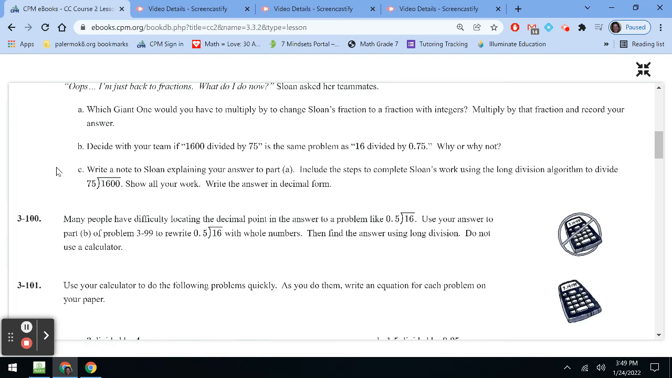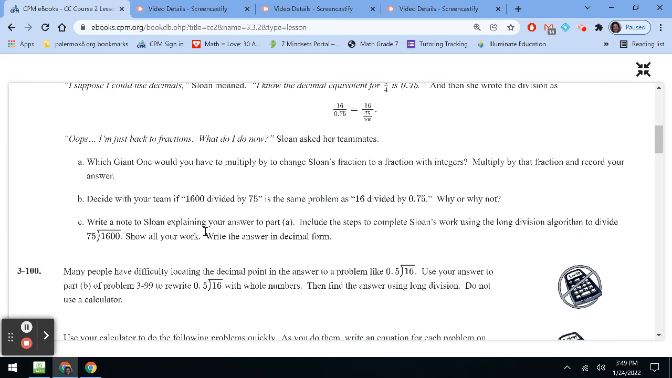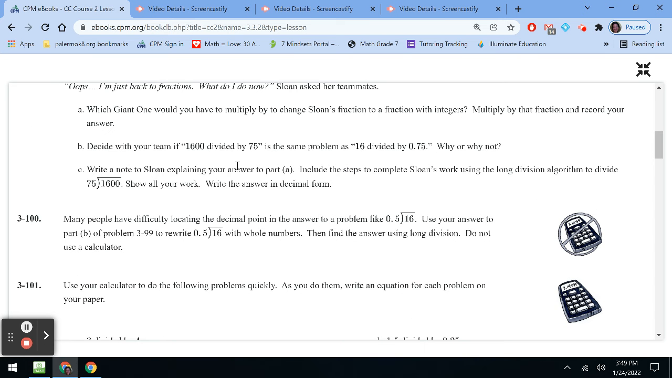Okay, so for Charlie, it says write a note to Sloan. Remember, Sloan is the student up here in this problem. So we're going to write a note to Sloan explaining our answer in part alpha. Include the steps to complete Sloan's work using the long division algorithm to divide 1600 by 75. Show all your work, write your answer in decimal form.